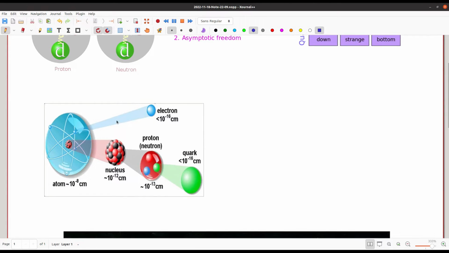In the normal world we see many things. These things are made up of atoms. The smallest part is the atom, and inside the atom we have the nucleus and then the electron surrounding the nucleus. The electron size is less than 10 to the power minus 16 centimeter, which in meters is less than 10 to the power minus 18 meter. The size of the atom is typically 1 angstrom, which is 10 to the power minus 10 meter.